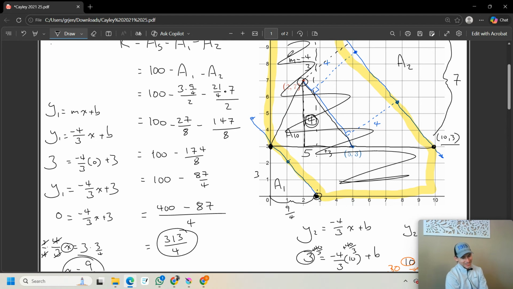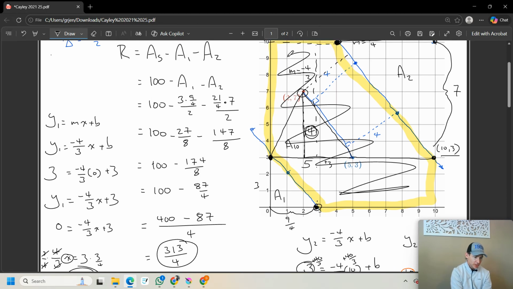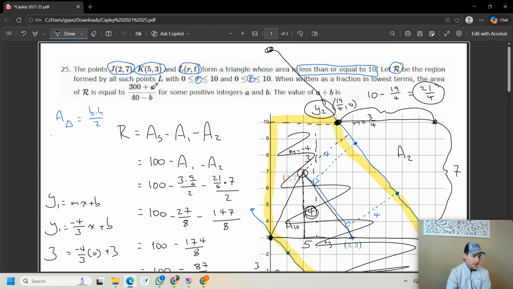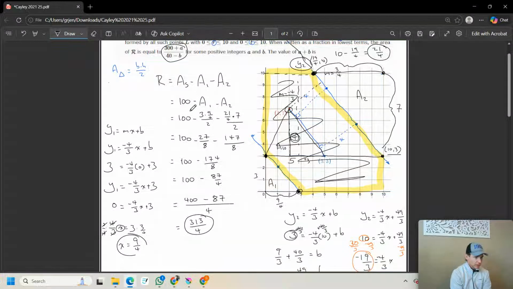Nice. All right, so what do we do with that? How do we input an answer like 313 on 4? Well, take a look at how they want us to enter it. They told us it could be written this way. So if 300 plus A over 40 minus B equals this, then that means A is equal to 13 and B is equal to 36, and A plus B equals 49. That's the correct answer.